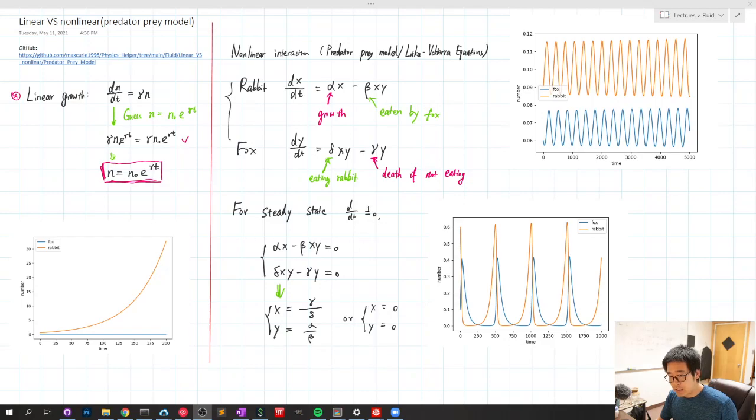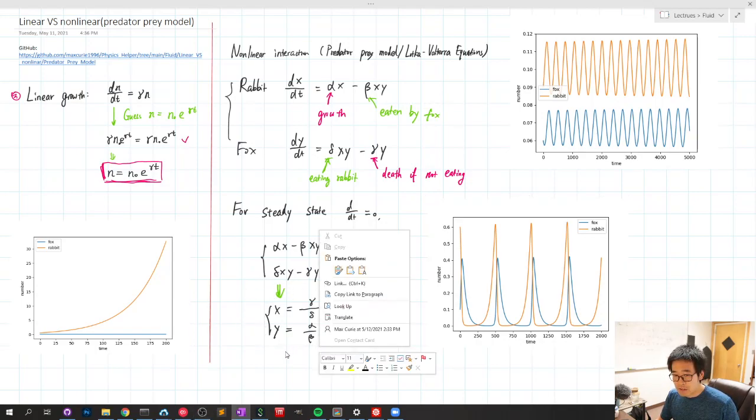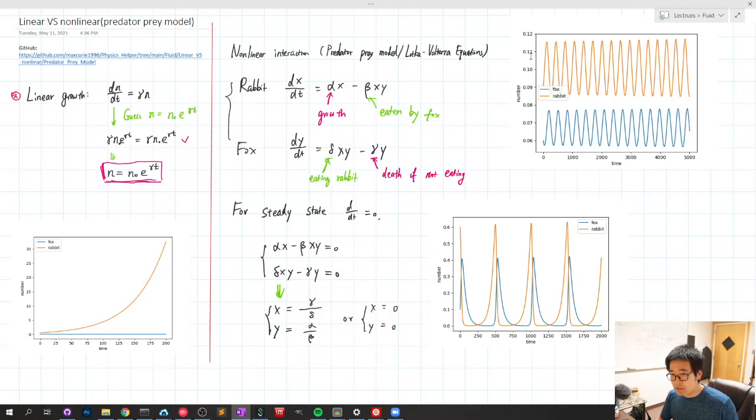And for steady state, when d/dt equals 0, then we have relatively simple second order equations. Then we solve for two solutions. One is trivial, of course: there are no animals on the land, and it's always steady. And then there's another steady state. So we have another simulation with an initial condition around the steady state. We have this solution.